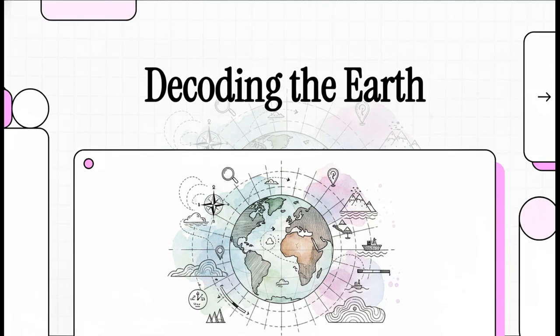Welcome to the Explainer. Have you ever looked at a beautifully complex map and felt like you were staring at some kind of alien language? Well, today we are officially decoding the Earth. We're going to master the art and science of map reading together, basically translating all those mysterious lines, numbers, and symbols into a crystal clear picture of the physical world around us.